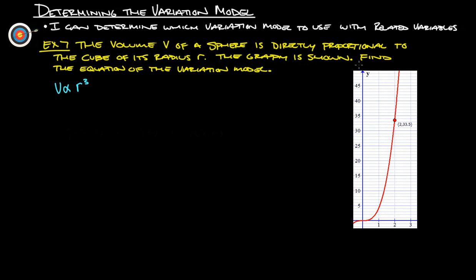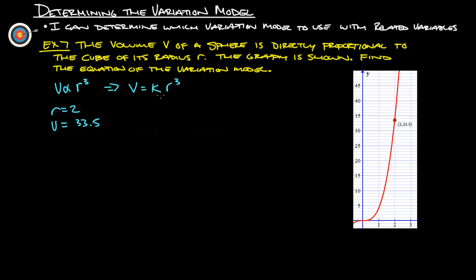All right, now the graph is shown. Find the equation of the variation model. So what we want to do here is we've got a point. We know that when r is 2, our volume is going to equal 33.5. So what we want to do, this here kind of tells us how to set it up. Really what this means is our volume is going to equal some variation constant k times r cubed. That's what this means.